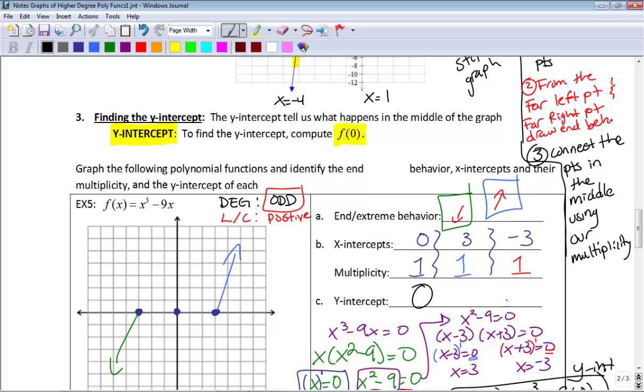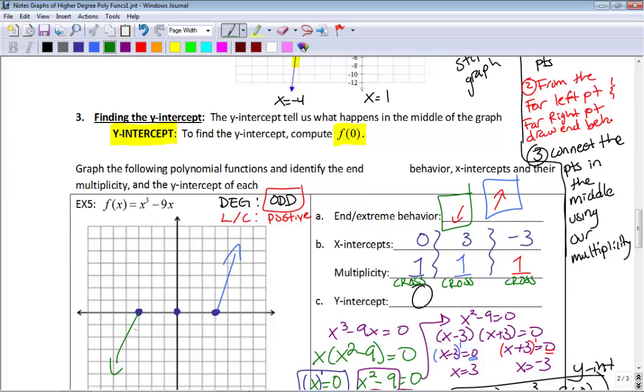So we need to figure out what we do here. So what kind of multiplicity did each one of these have? Well, each one of them had an odd multiplicity. Well, what does that mean? That means I need to cross the x-axis at my 0 of 0. I need to cross the x-axis at my 0 of 3. And I need to cross the x-axis at my 0 of -3.